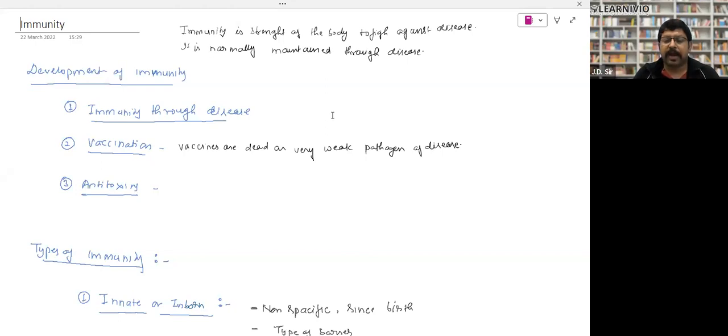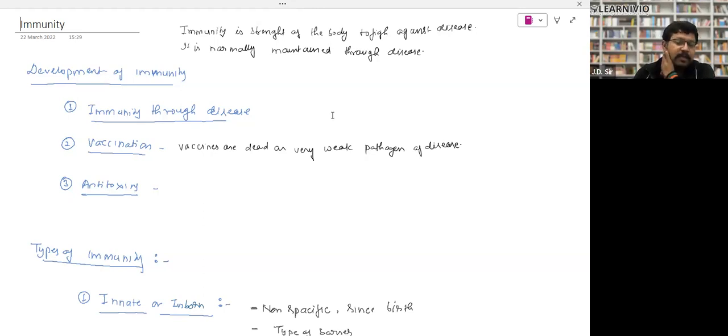Whenever any antigen comes to its body, suppose she or he is hit by a bacterial infection. Then what will happen when the bacteria go in? The first time, it will make the child sick, right? The child will become sick, with fever and cough and all that.